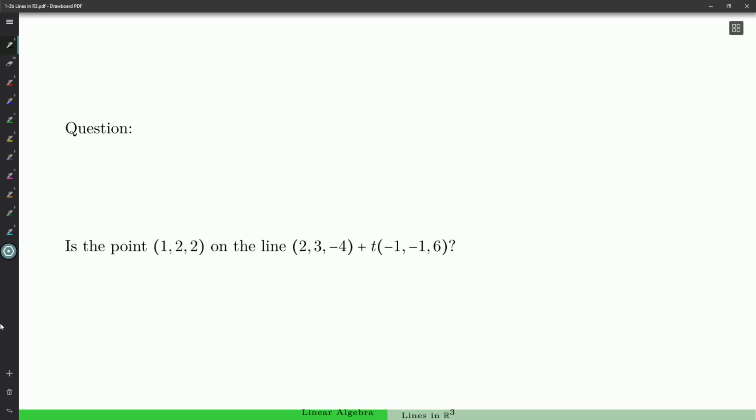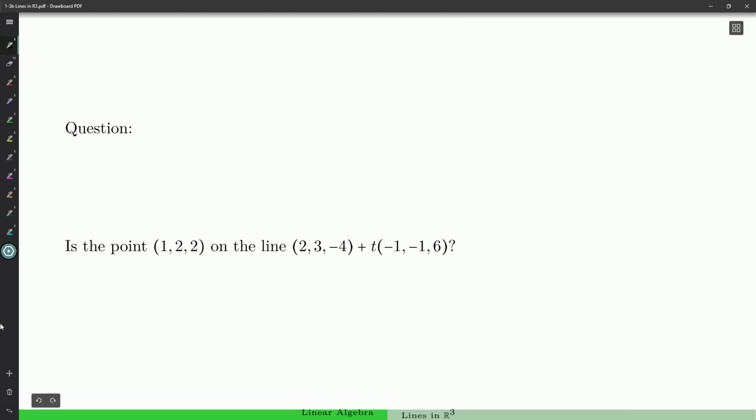Is the point (1, 2, 2) on the line (2, 3, -4) + t(-1, -1, 6)? So the point we're asked about is (1, 2, 2). Then we've got a line in point-parallel form. It was (2, 3, -4).